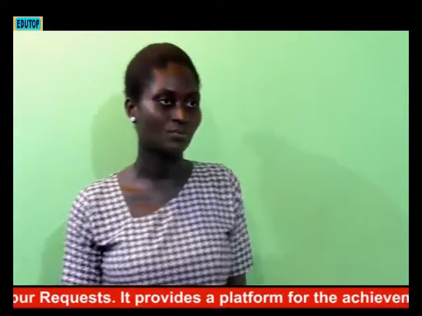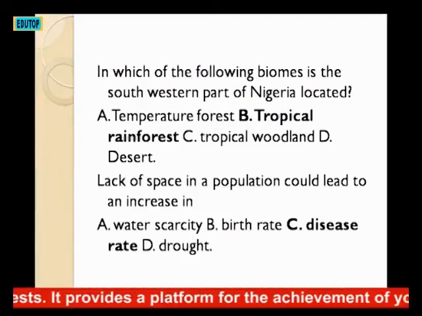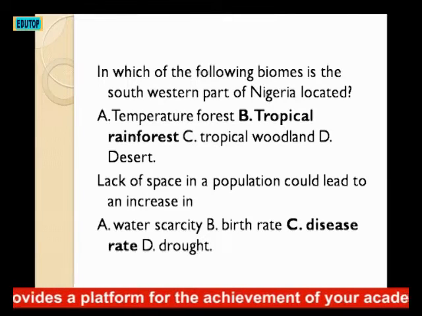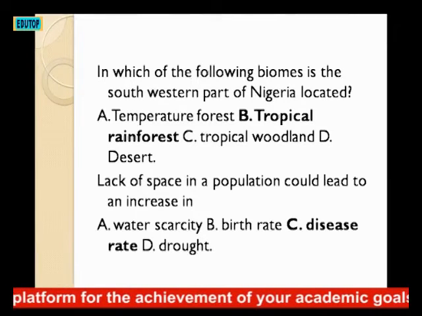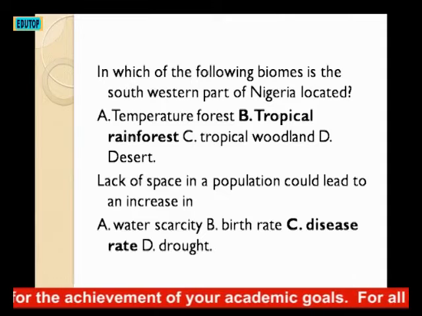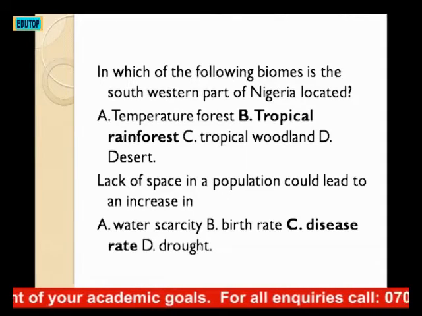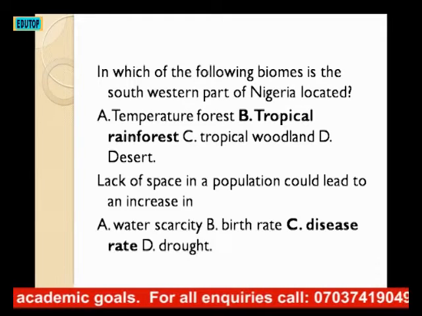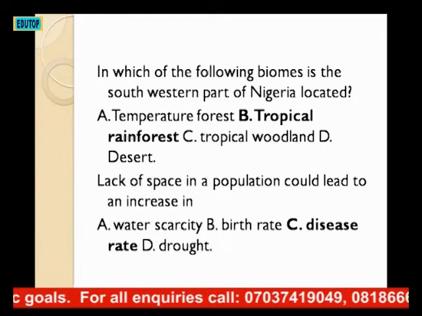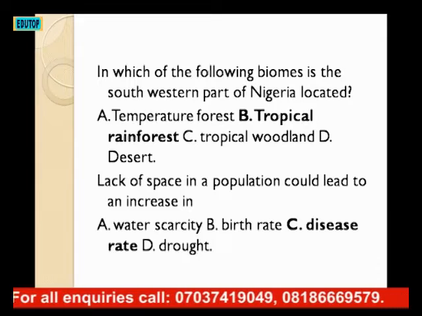The next question. In which of the following biomes is the southwestern part of Nigeria located? A. Temperate forest, B. Tropical rainforest, C. Tropical woodland, D. Desert. The southwestern part of Nigeria is in the tropical rainforest.